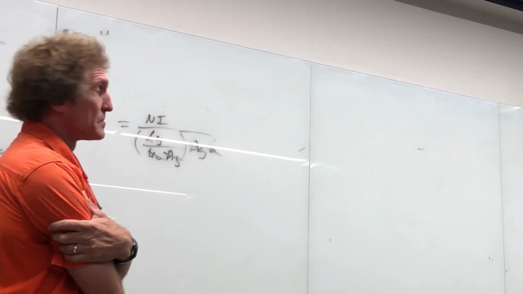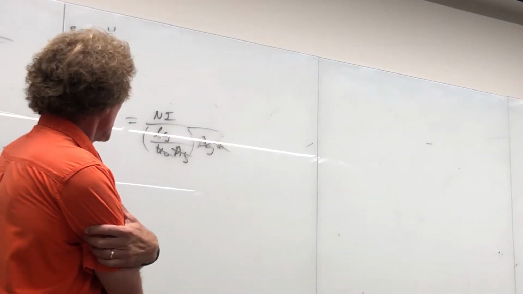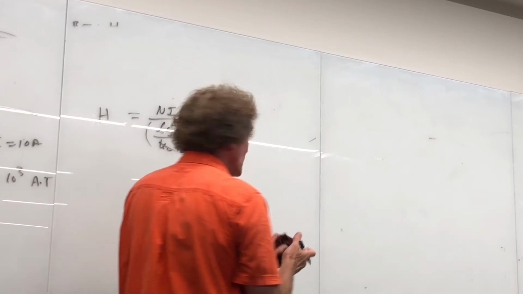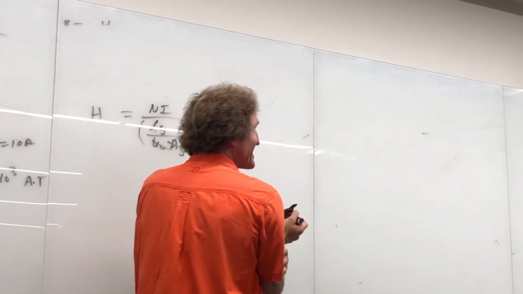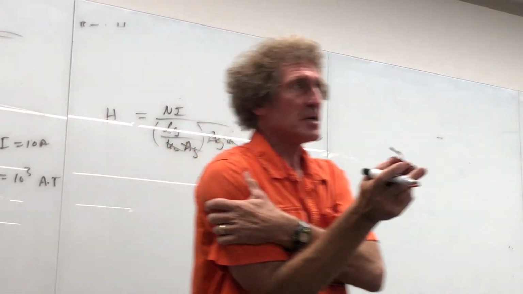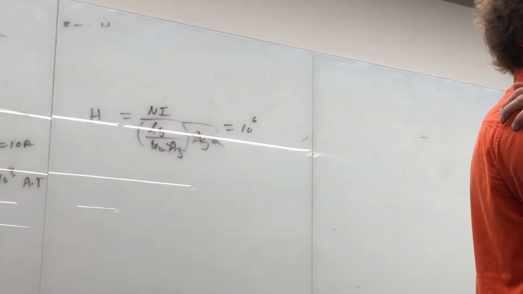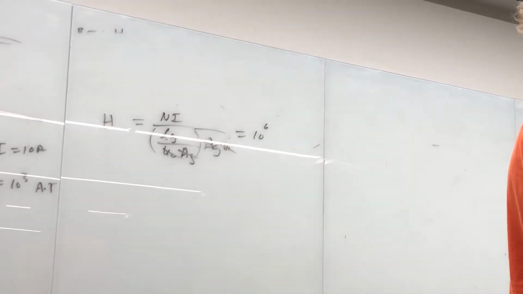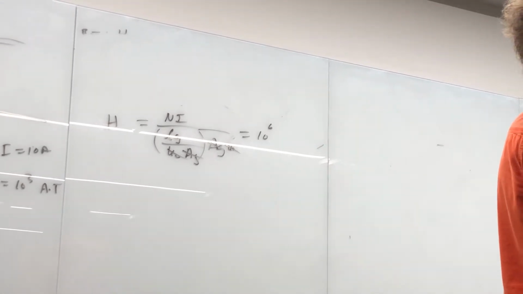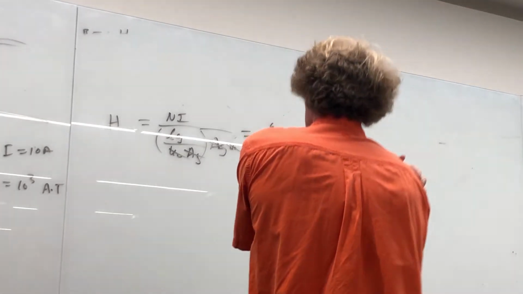Just 10 to the 6. Yeah, if it's one millimeter, that's right, 10 to the 6, all right? Now, if that's the H field, 10 to the 6, is that even on the chart there? No. All right, that means that it's obvious that the core is going to limit this down, or else he would give us a value.